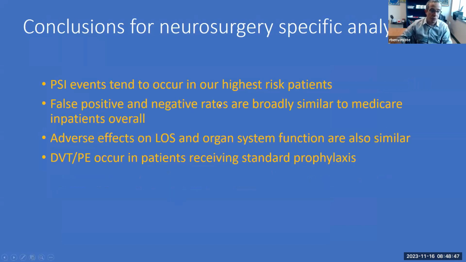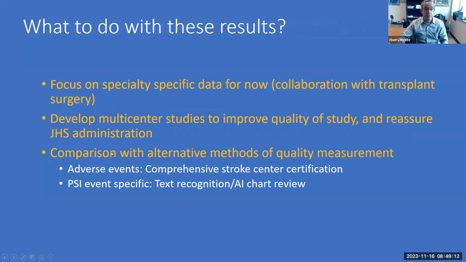So the conclusions for our neurosurgery specific analysis: these events occur in our highest risk patients, not our low risk patients. False positive and negative rates are kind of broadly similar to Medicare patients overall. Adverse effects do occur on length of stay and organ system function. And as in the general Medicare population, DVT-PE seem to be occurring in patients who are receiving standard of care.